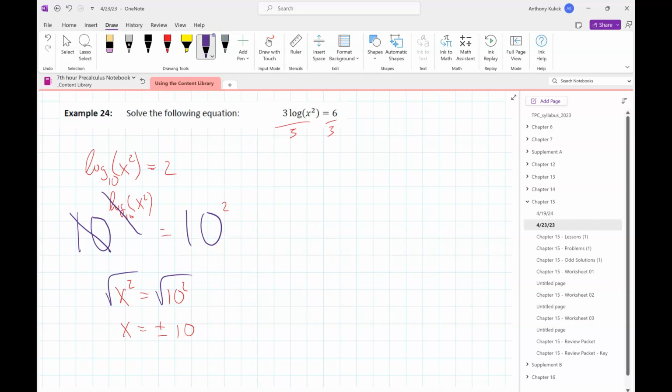Everybody okay? Guess what, though? We're not done. All logarithmic equations must be checked for extraneous solutions. Fortunately, the check is really easy. All I need to do is take my value for x, plug it back into my beginning equation to see if I get a negative number inside my logarithm. The good news is that negative 10 squared and positive 10 squared are both 100, so they both work. Both these answers are okay. No extraneous.